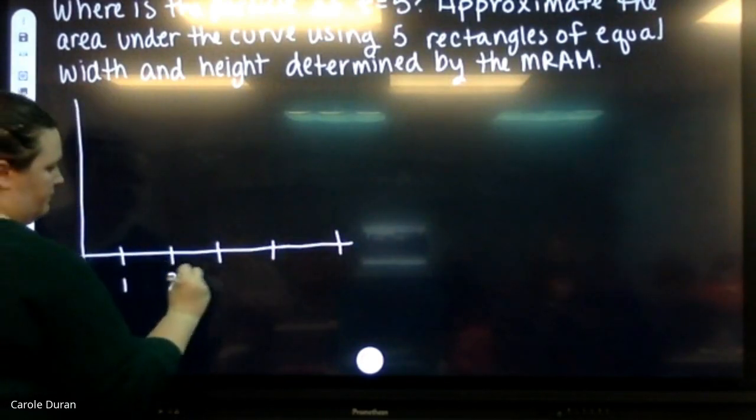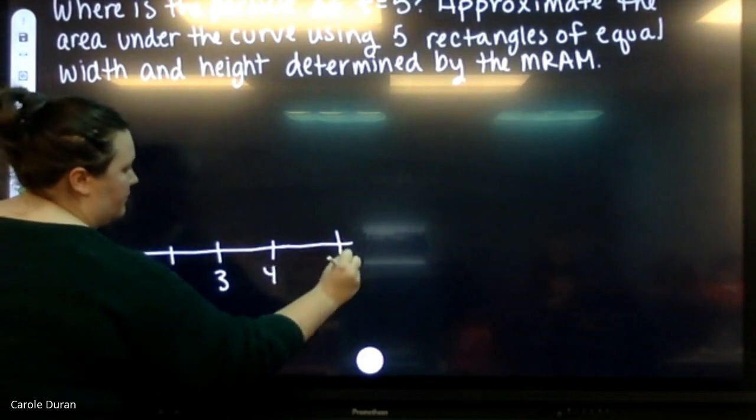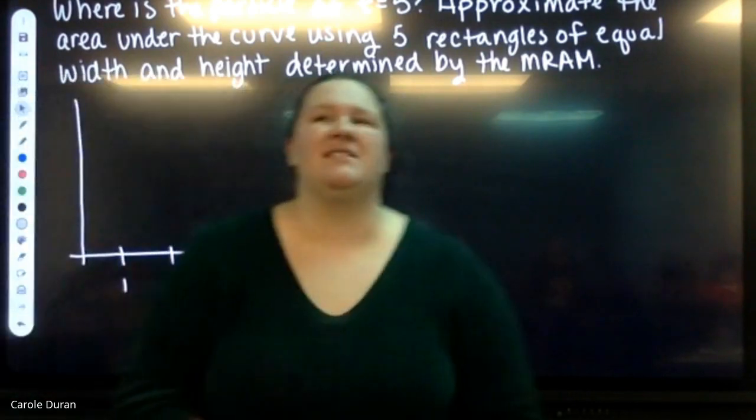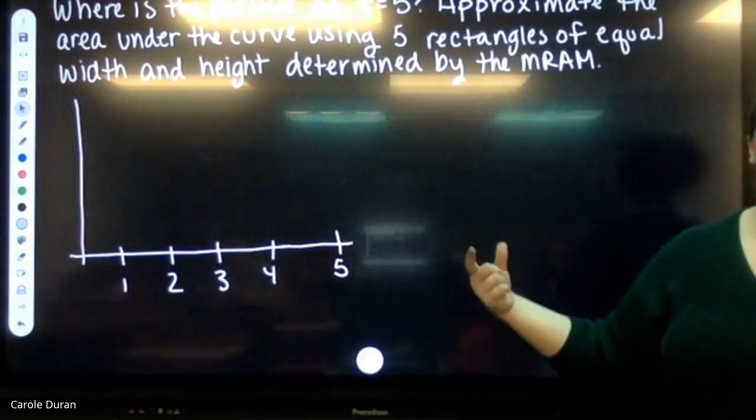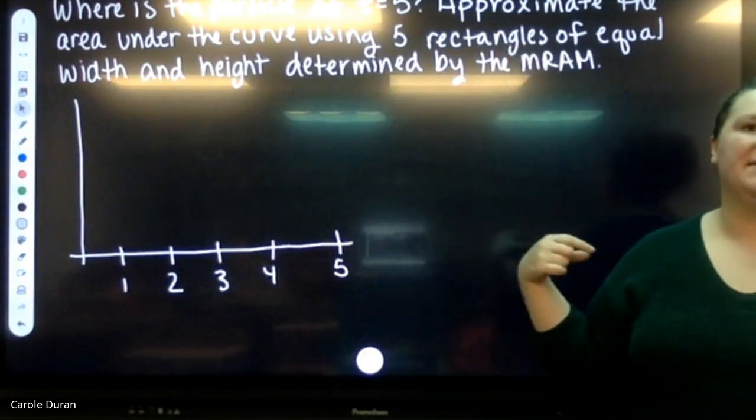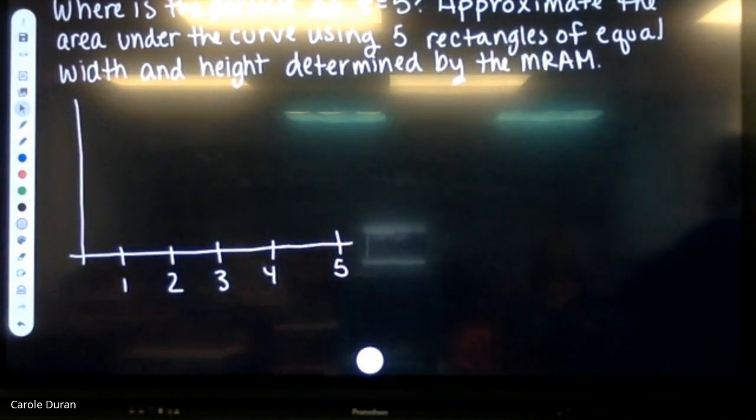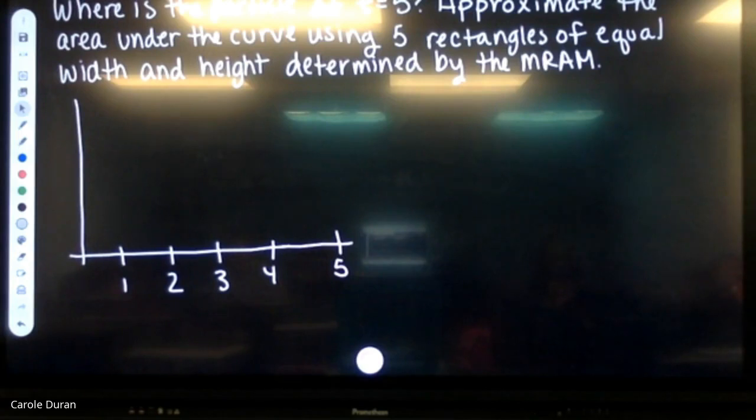What do you mean equal width and height? Okay, so equal width means that each of my intervals is going to have the same width. The height is going to vary, but the width is going to be the same. So I'll show you what it means in a second. Oh, equal width and height determined by the MRAM. Yes, and then the height will be determined by the midpoint.